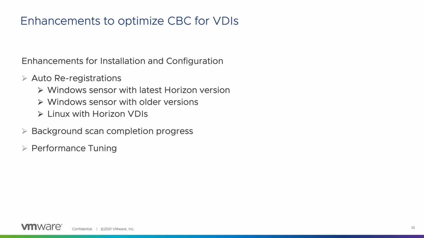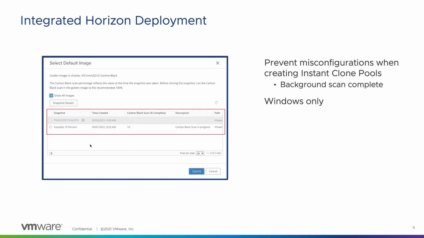The major part of preparing the gold image is to run a one-time background scan on the image so that we can populate reputation for pre-existing files before rolling out the clones. Previously, this required us to run and monitor the background scan through the CLI. With the new release, we now monitor the status of the background scan through the Horizon deployment wizard, helping prevent misconfigurations when creating instant clone pools.